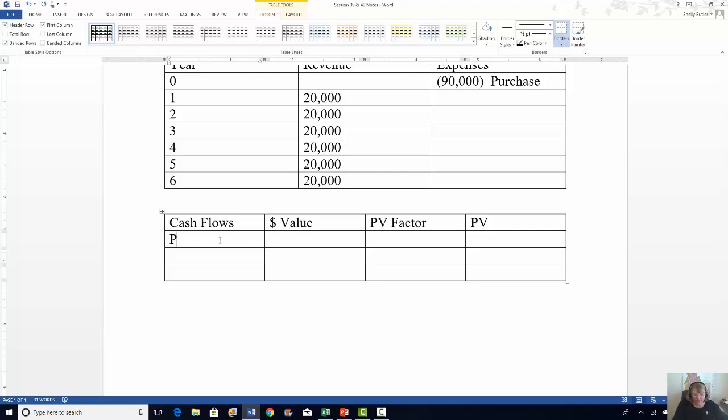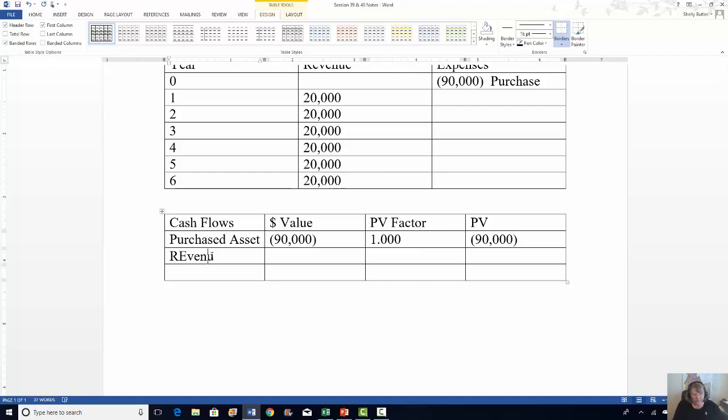So they purchased the asset, and the value was $90,000. And the present value factor is 1 because they did purchase it today, so the present value of that is 1.